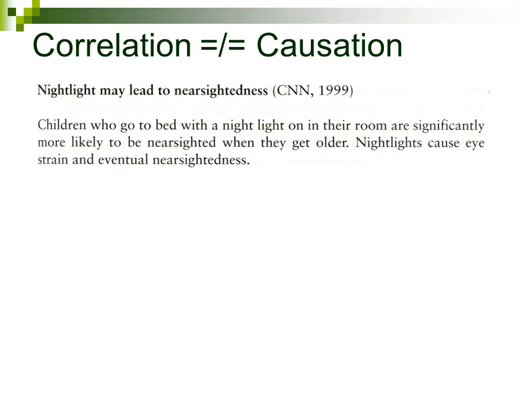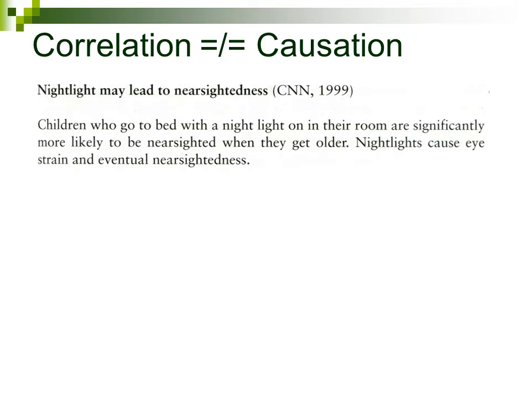So let's look at a couple of examples. These are the types of stories that you might hear about on the news or read about on a blog, which lock onto one explanation for a causal relationship between two variables. The first one is nightlights may lead to nearsightedness. Children who go to bed with a nightlight on in their room are significantly more likely to be nearsighted when they get older. Therefore, nightlights cause eye strain and eventual nearsightedness.